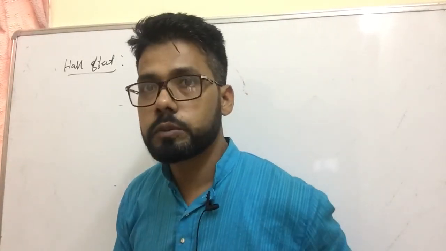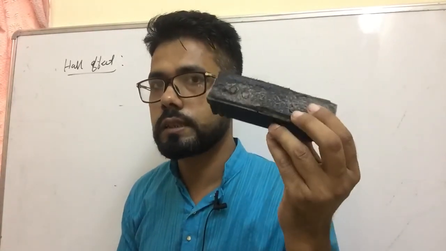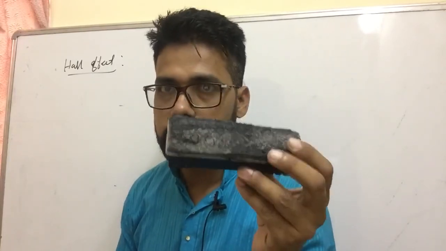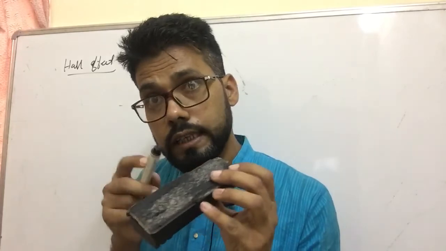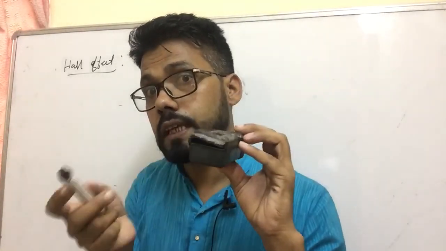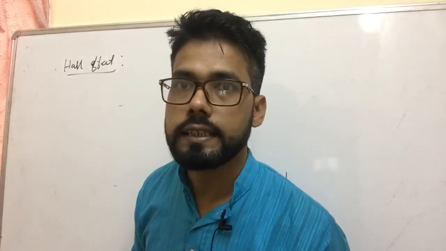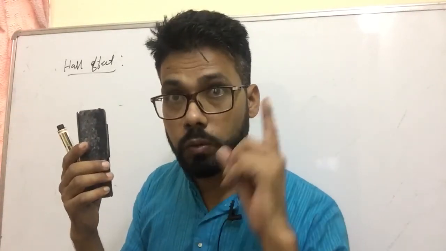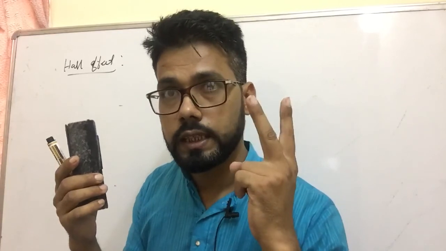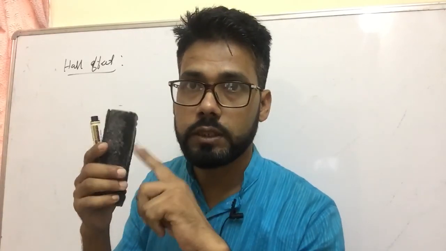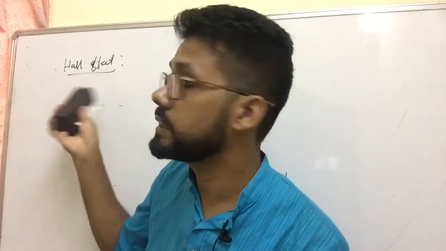But before that, suppose I give you a semiconductor, but I don't know whether it is an N-type or a P-type semiconductor. I have already told you there are two types of semiconductor. In order to determine whether it is P-type or N-type, I have to do the Hall effect experiment. Number 1, the Hall effect will determine the type of semiconductor. Number 2, you can calculate the conductivity and resistivity of the semiconductor. This experiment is known as the Hall effect.